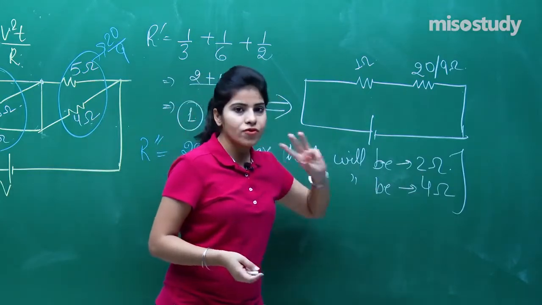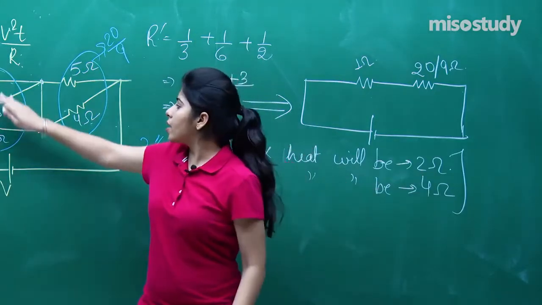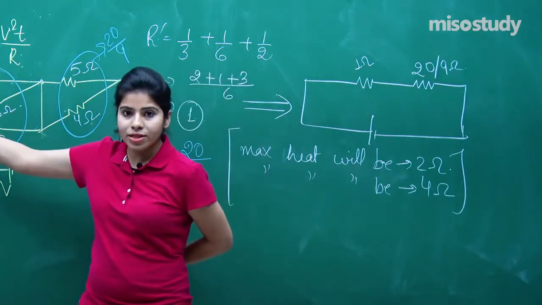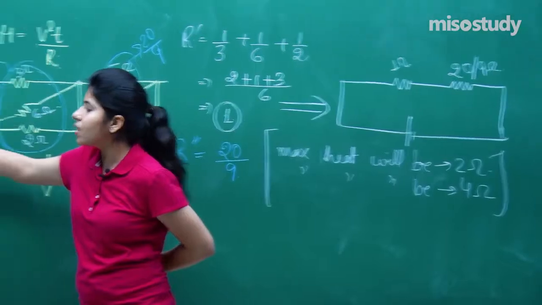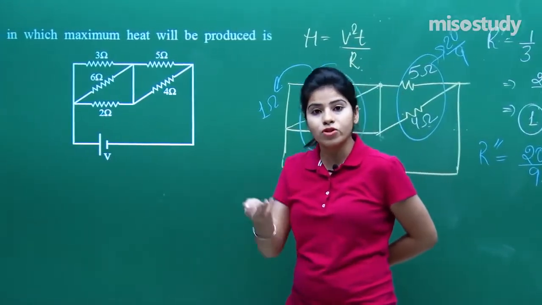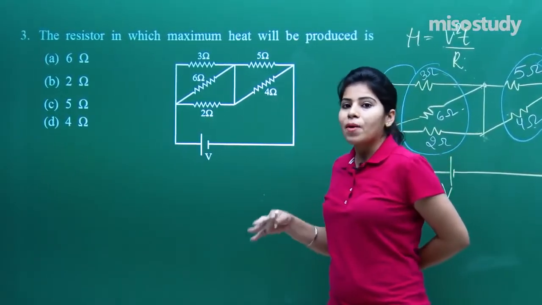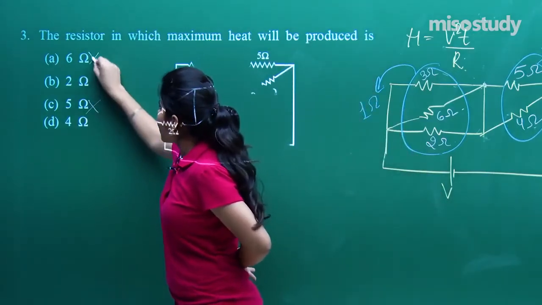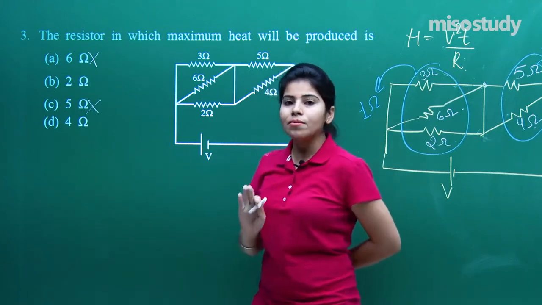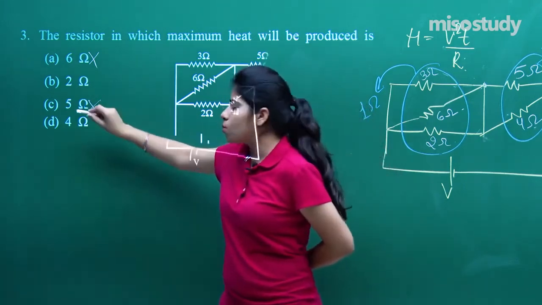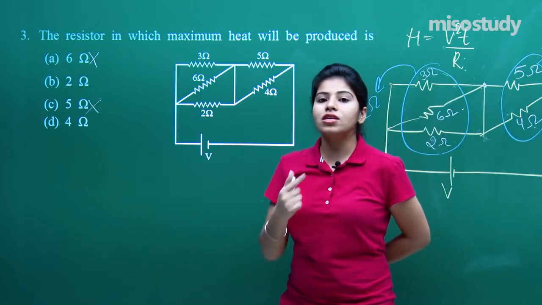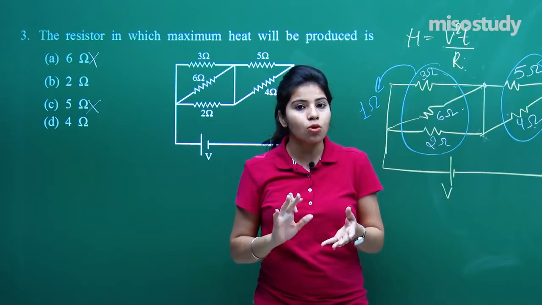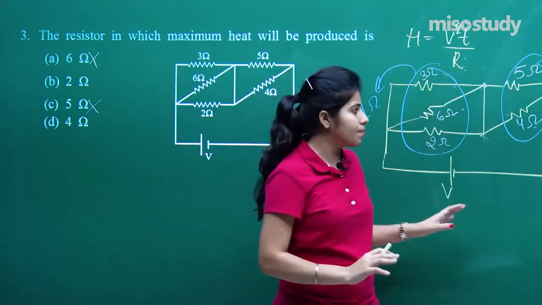So that means we are left with only two resistors. We can ignore the other options. So let me go to the options that are available for us, and we are going to eliminate the options that are different from 2 and 4. So I can cut this option 5 ohm and I can cut this option 6 ohm. I am left with only two options, that is 2 ohm and 4 ohm. In between these two, I have to tell which one will be correct. So I have to individually find out the maximum heat generated across them.